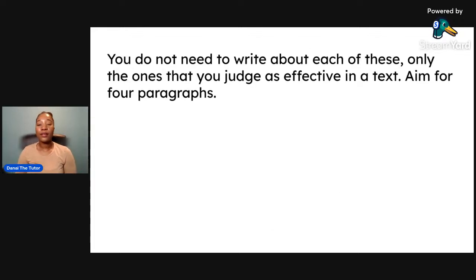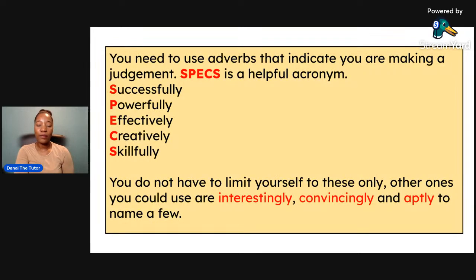So you do not need to write about each and every one of these, okay? So when you get to the evaluation question, you don't have to write a paragraph about setting, a paragraph about ideas, that's not the point, okay? But whatever is available in the text of those things, you can evaluate. And for this question, because it's a 15-mark question, aim for at least 4 paragraphs, okay? Because you do have quite a lot of time to tackle this question. So aim for 4 paragraphs.